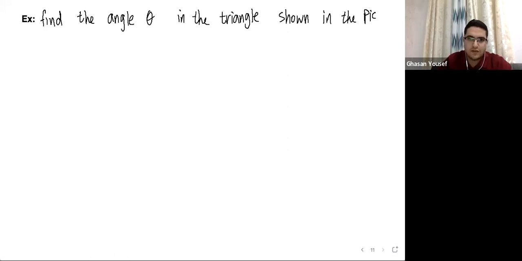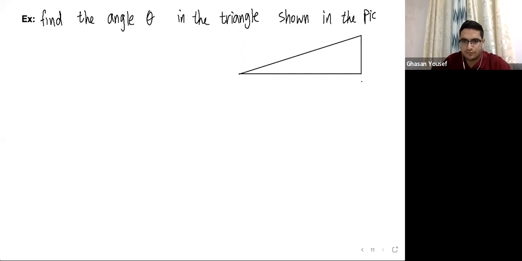So my picture is a right triangle like this. And the question is find the angle. This is my angle. Find this angle such that they give you here the opposite side, which is the square root of 3, and the hypotenuse for this angle is 2.